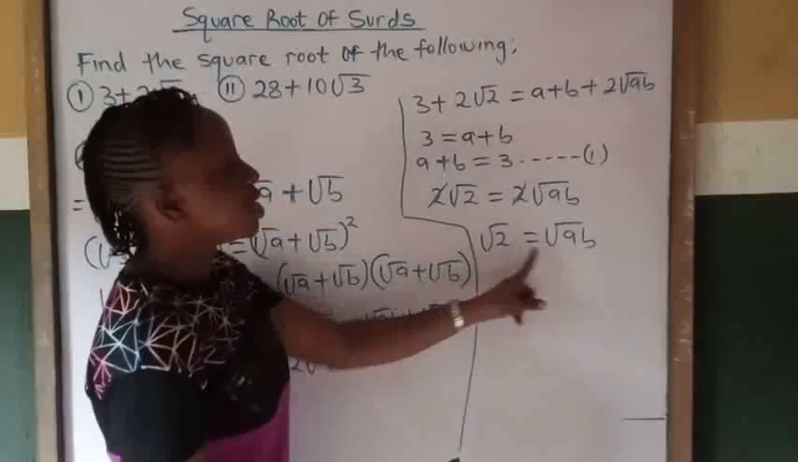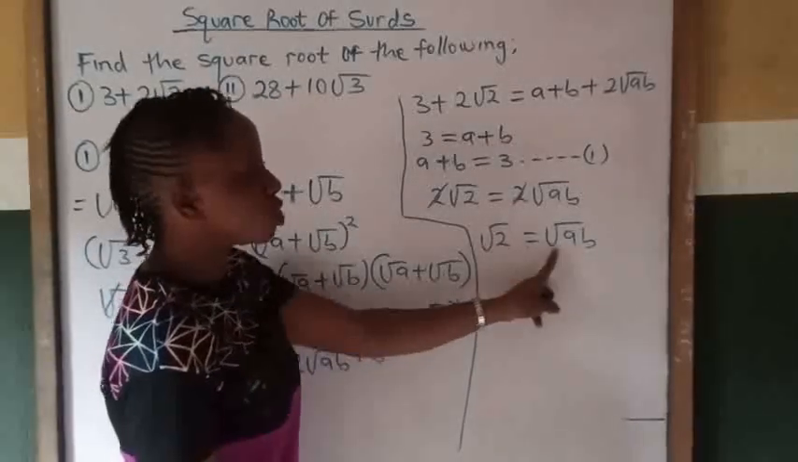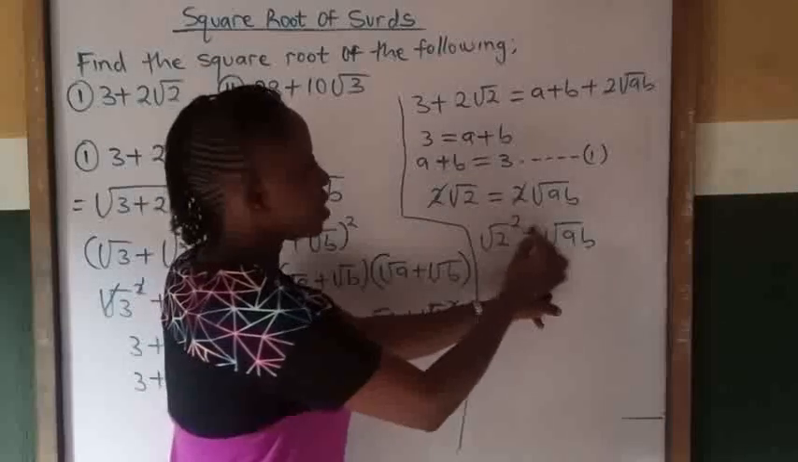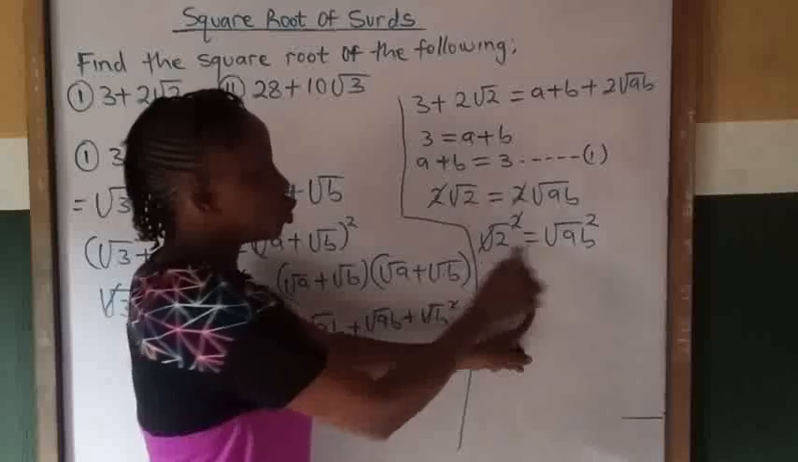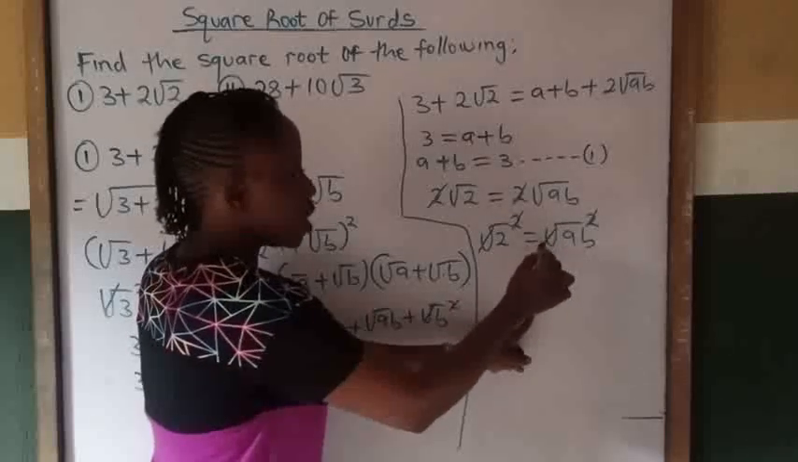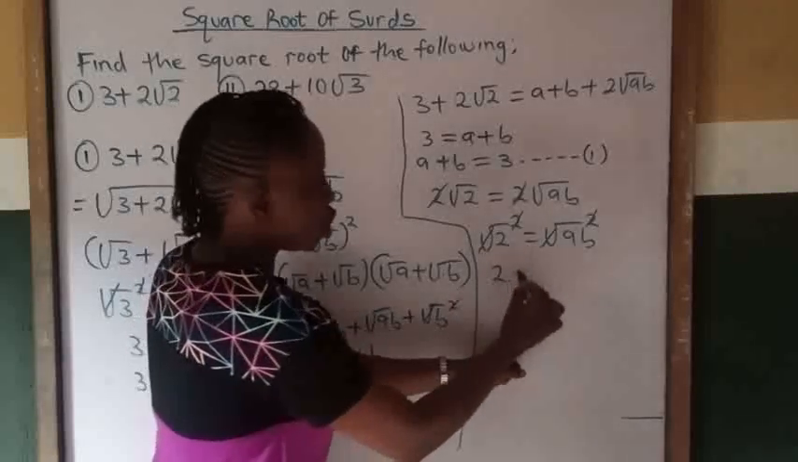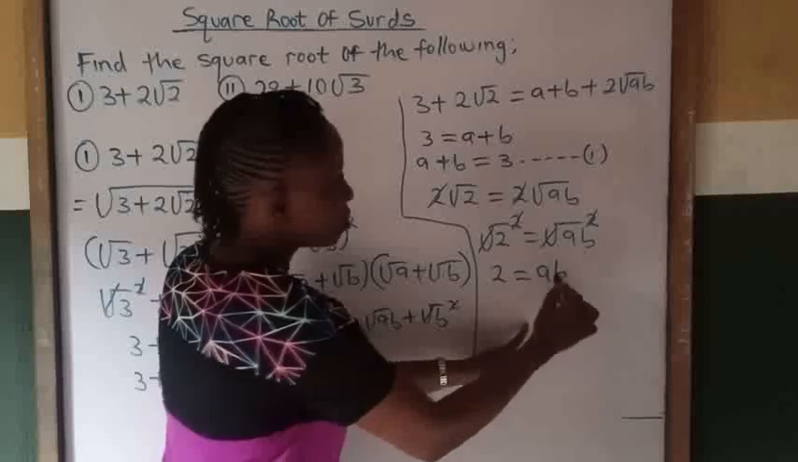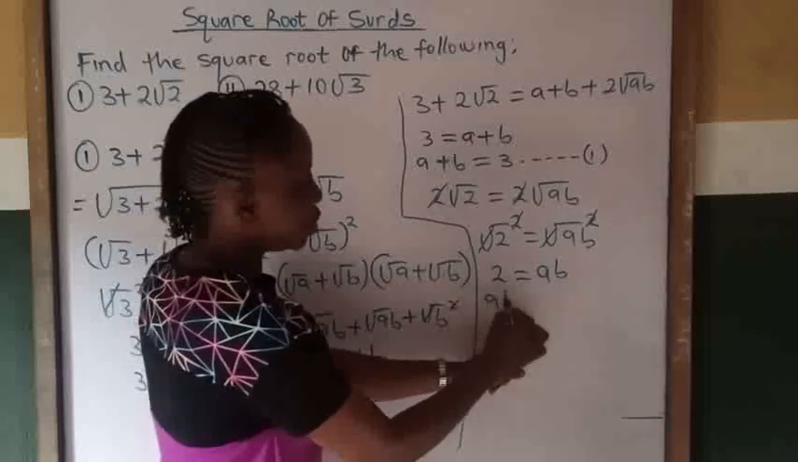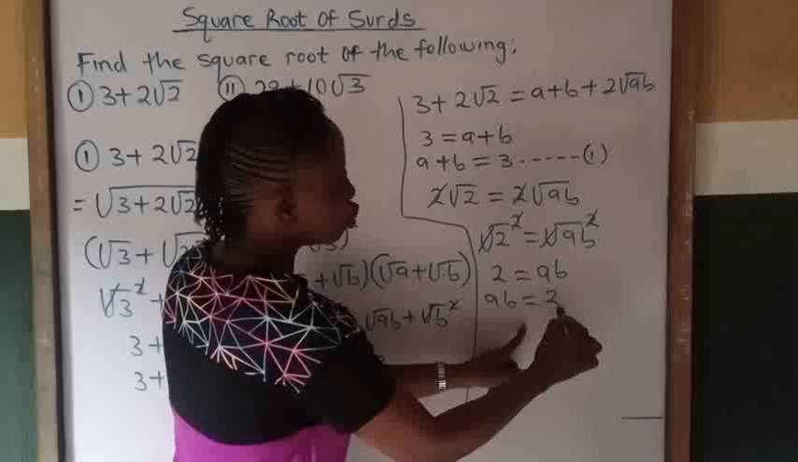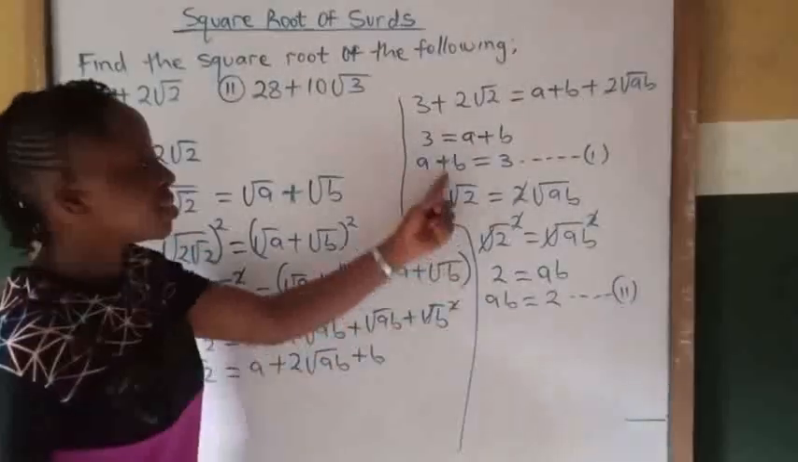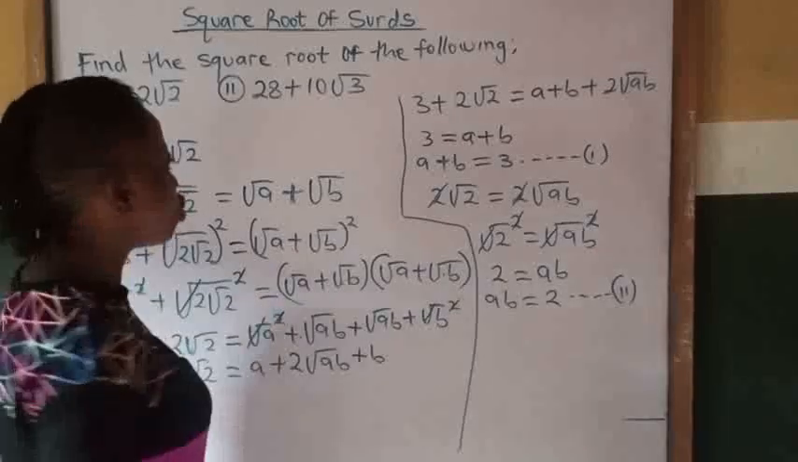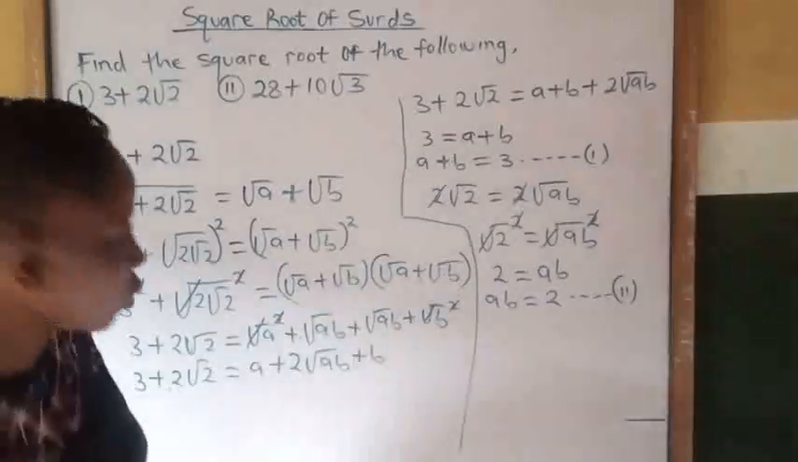So we have to eliminate square root at both sides. So we are going to square both sides. These 2 we cancel this square root. So this one will remain 2 equal to AB. So we can say that AB equal to 2. So we call this one equation 2. So this is what? Simultaneous equation. So let's proceed.